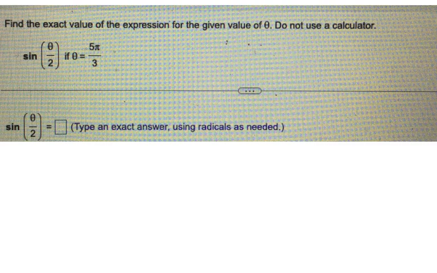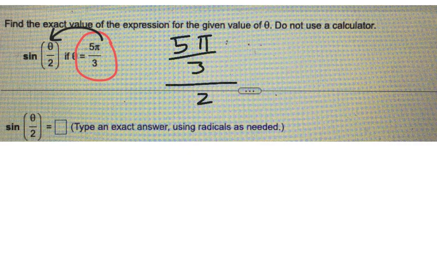So on 11, it's kind of tricky because it's asking me to find sine of theta over 2, but then it tells me that theta is 5 pi over 3. So really the trick here is the beginning. You'll need to plug 5 pi over 3 in for theta. So if I do that, I'm going to have 5 pi over 3, and then that's over 2.